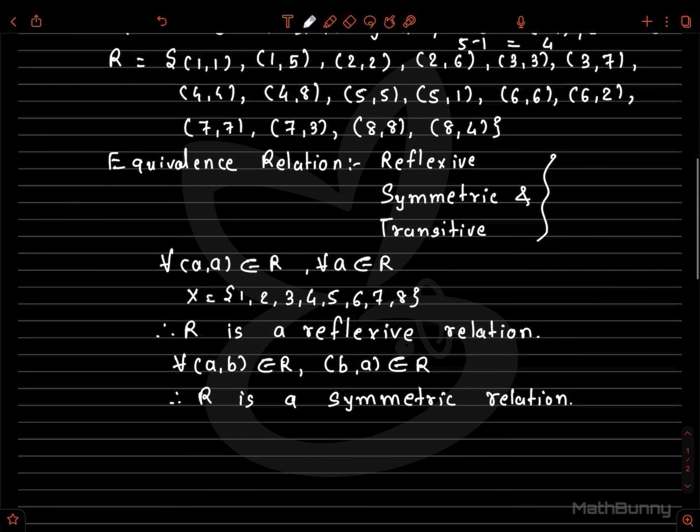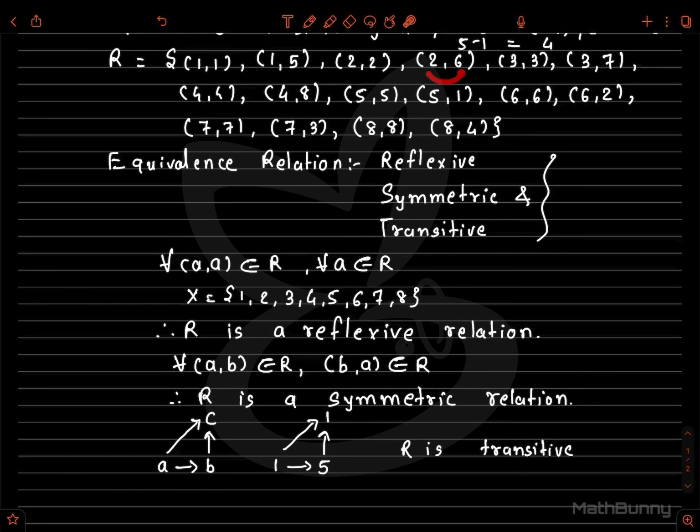Next one, what is a transitive relation? If a is being mapped to b, b is being mapped to c, and the element (a,c) is present in R, then it is called a transitive relation. Here 1 is being mapped to 5, 5 is being mapped to 1, and 1 is being mapped to 1. For all (a,b) belonging to R and (b,c) belonging to R, (a,c) also belongs to R. That's why R is a transitive relation. This condition is satisfied for all the elements in R.